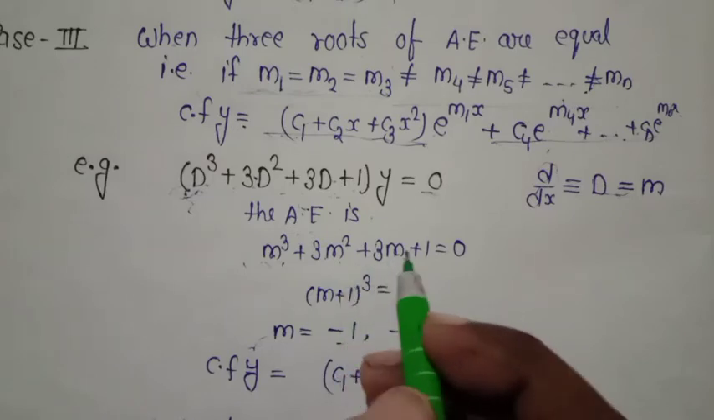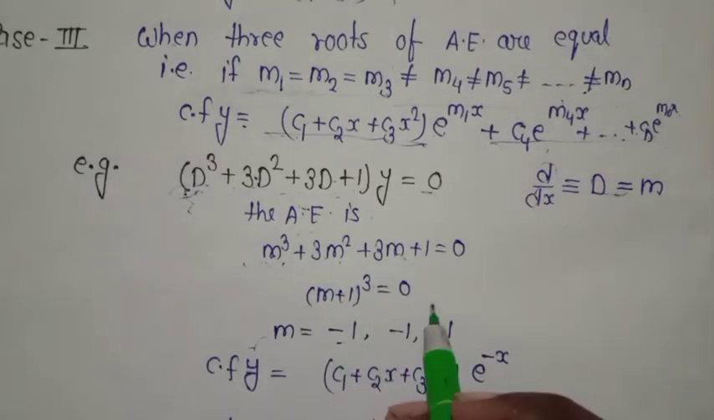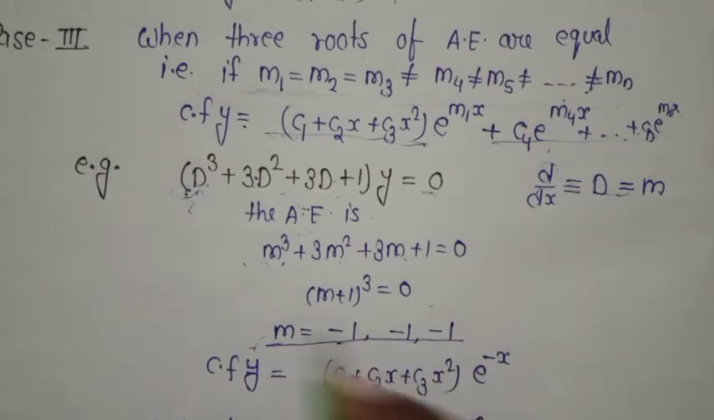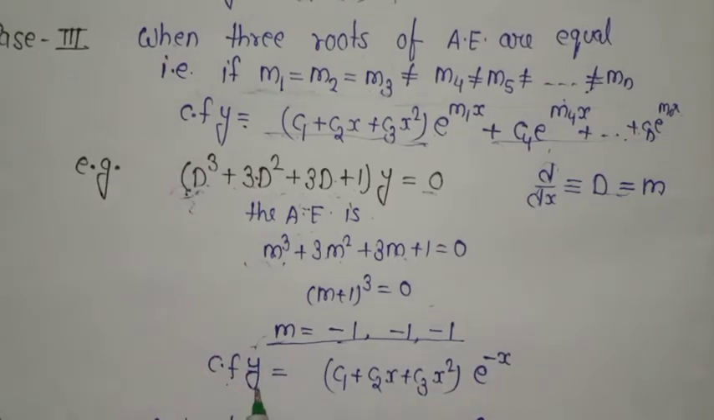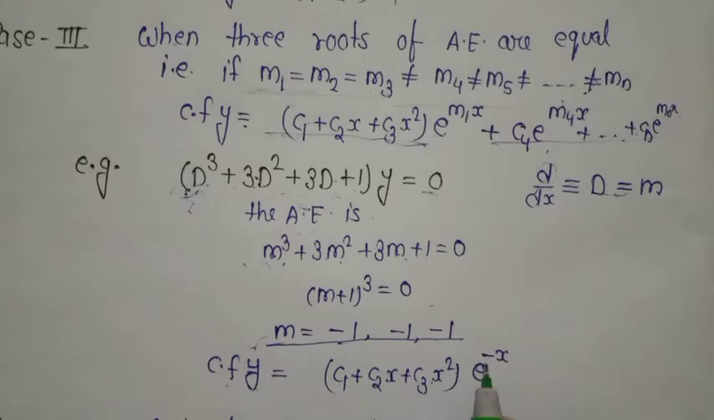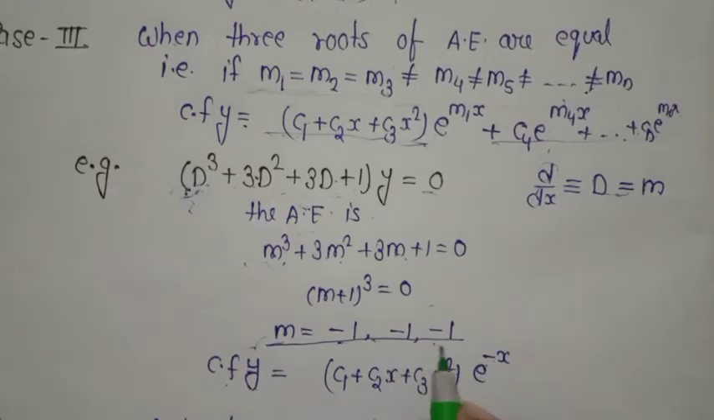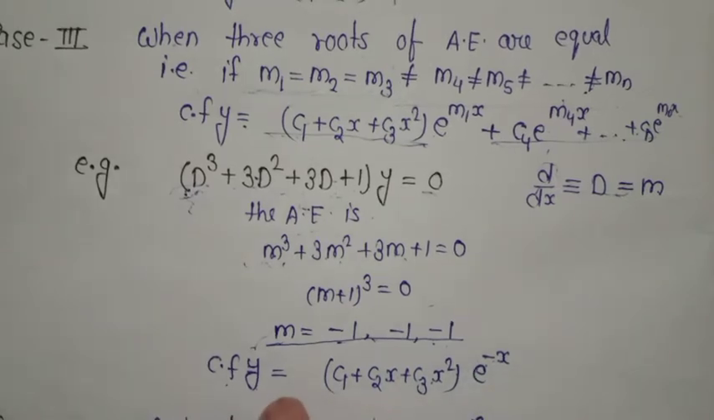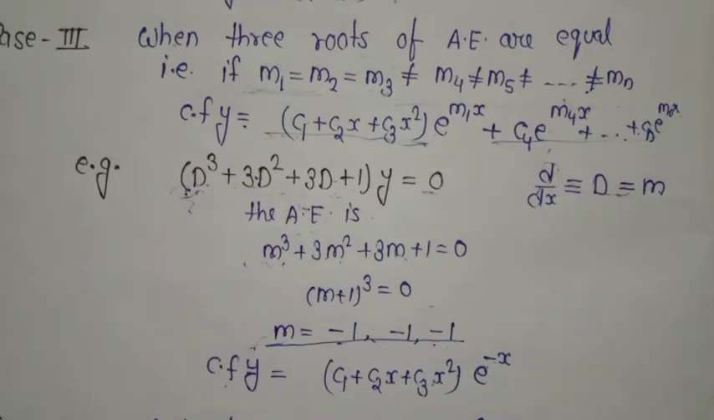If I simplify, then this is simply (m plus 1) raised to power 3 is equal to 0. If we solve it, we get three roots and all are equal. You can see all are equal. In that case, how to write the CF for this differential equation? Then CF of y in this case must be (C1 plus C2x plus C3x square) e raised to power mx. As m is equal to minus 1 in this case, we can put it here. So it takes the form (C1 plus C2x plus C3x square) into e raised to power minus x. I hope you are understanding. Because this is so easy, I don't want to waste your time discussing these things.